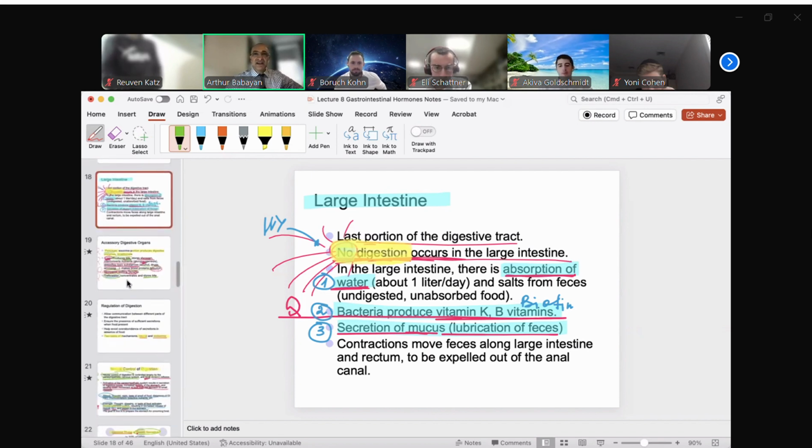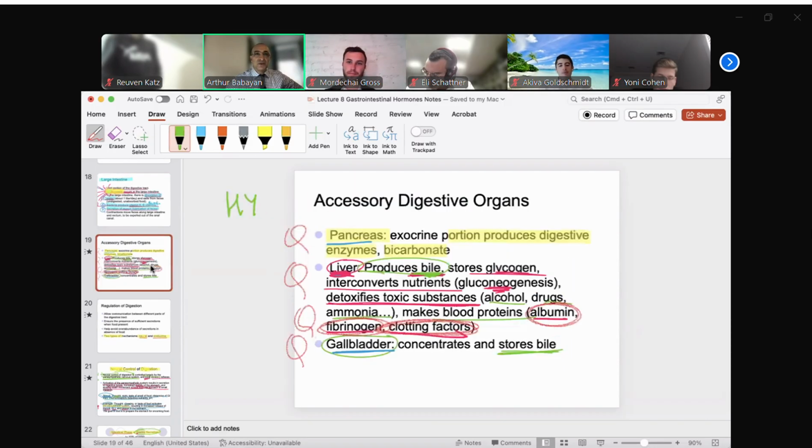Guys, is the digestive system interesting, or are you not familiar with this? Very interesting. You should already know this material from Bio 102. I don't know if you remember or not, but I'm repeating one more time.